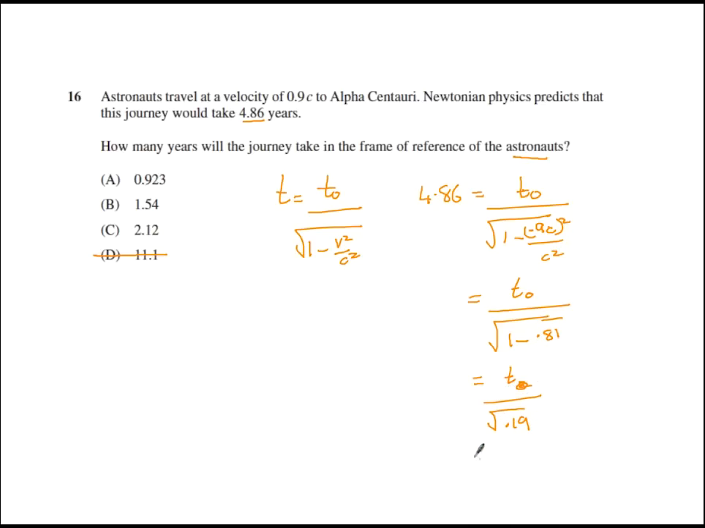So rearranging that, I get t₀ is equal to 4.86 multiplied by the square root of 0.19. And that gives me the answer of 2.118 years. Going over here, C is my only possible answer.